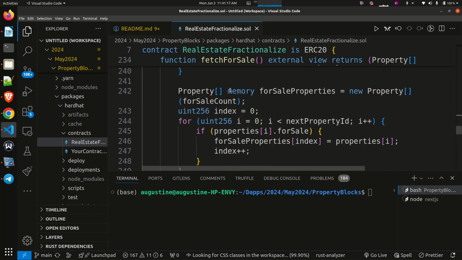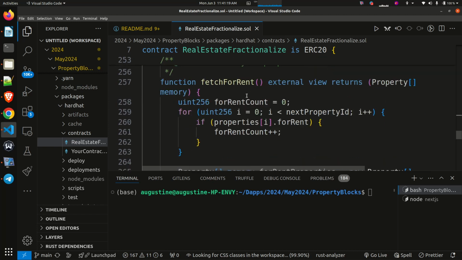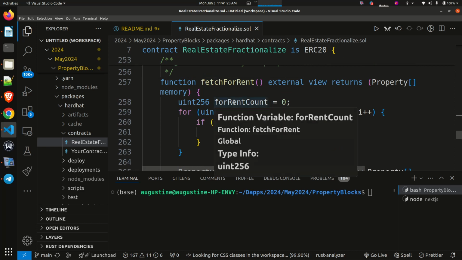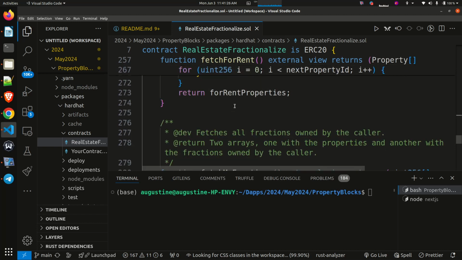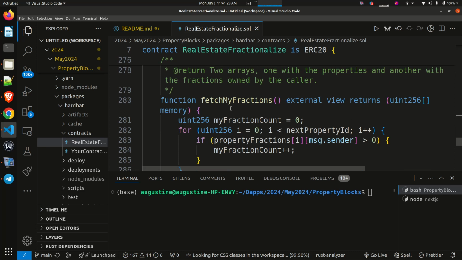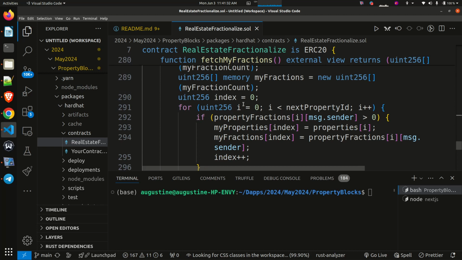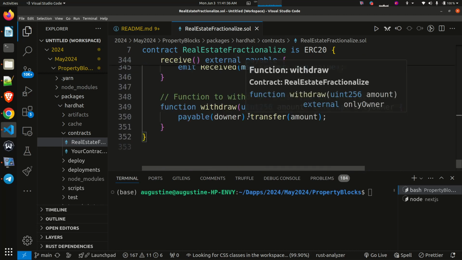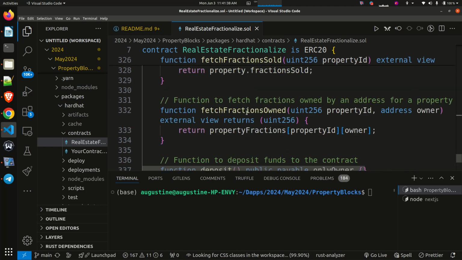Then for sale, and for fetch for rent. So this is where we read and fetch data for those who rented, which we are going to use at the front end. Fetch my fraction: how many fractions do I have from various properties? That is what we do. Not wasting much of your time on the smart contract, you can go through it.